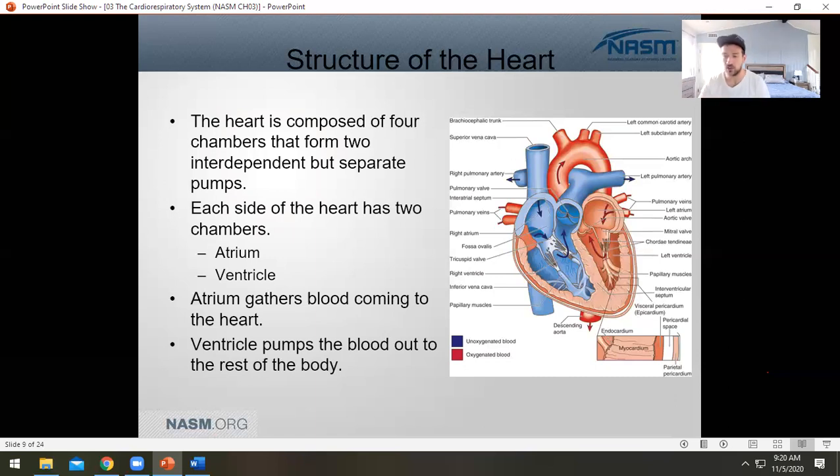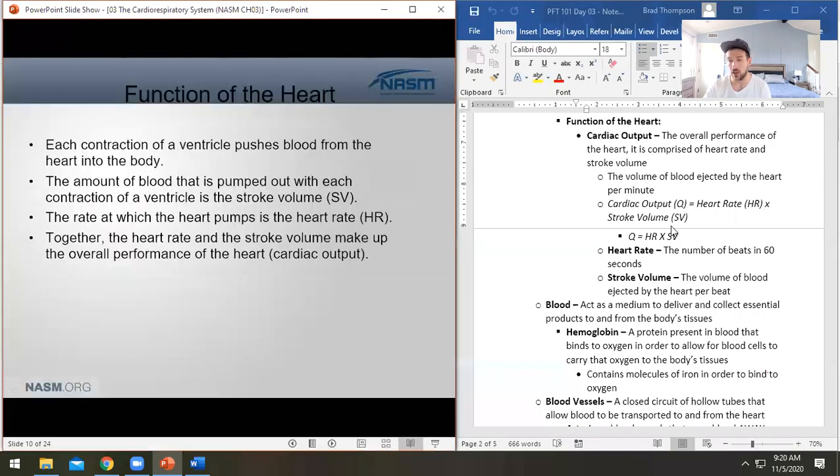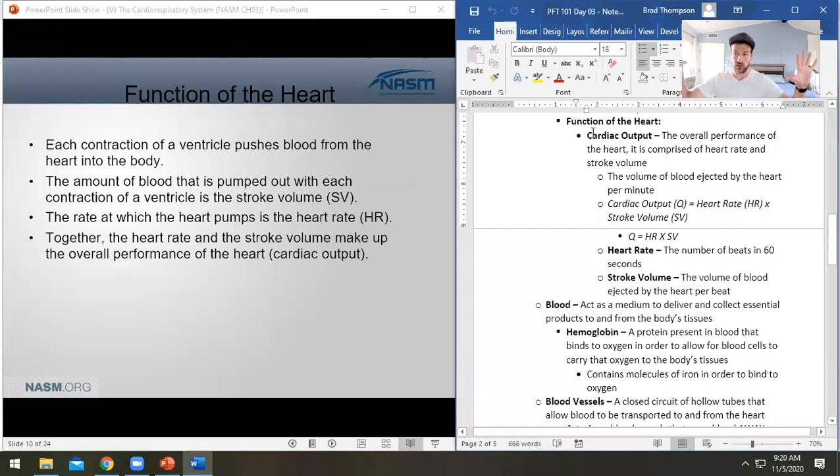So the left ventricle of the heart is really what we as trainers are paying the most attention to. This is where we are measuring things like pulse. Whenever you feel your pulse, right, if you're doing it on your carotid or your radial and you feel that thumping, that is the left ventricle pushing blood through those blood vessels. That's what you're measuring. And so when we look at the function of your heart, the overall function is going to be called cardiac output.